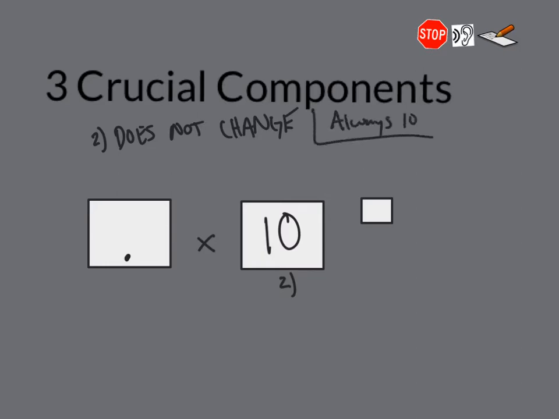So the first box can change as long as we write that number between 1 and 10. The second box, and you'll notice this is after a multiplication sign, we're always going to multiply this first box by 10, some form of 10. So we're always going to keep the number 10 in this box here. So crucial component number 2, this box doesn't change. It's always the number 10.